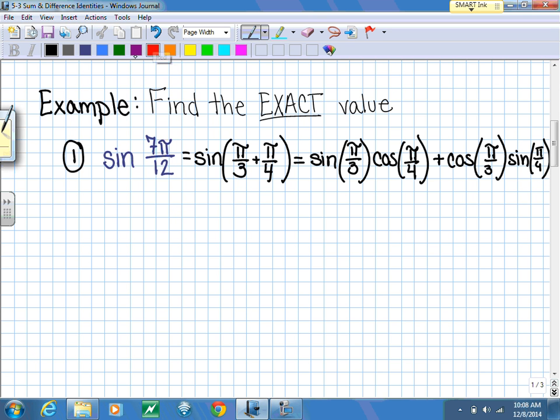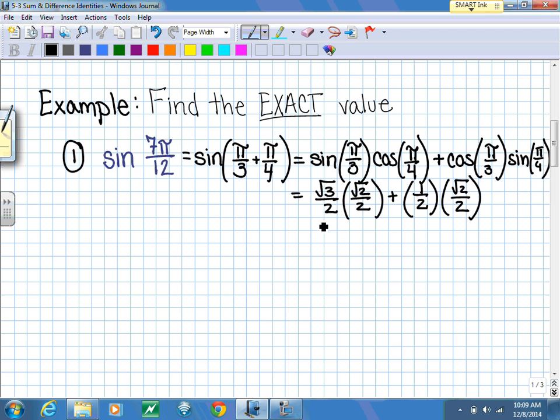So we went from working with this 7π/12, which is not on our unit circle, to now having 4 values that are on our unit circle, and we can find those values fairly easily. The sine of π/3 gives us the square root of 3 over 2. The cosine of π/4 is going to give me the square root of 2 over 2, plus cosine of π/3 is 1/2, and the sine of π/4 is the square root of 2 over 2.